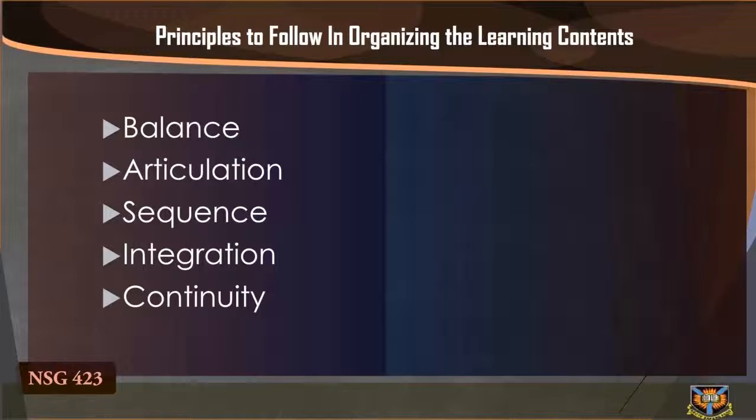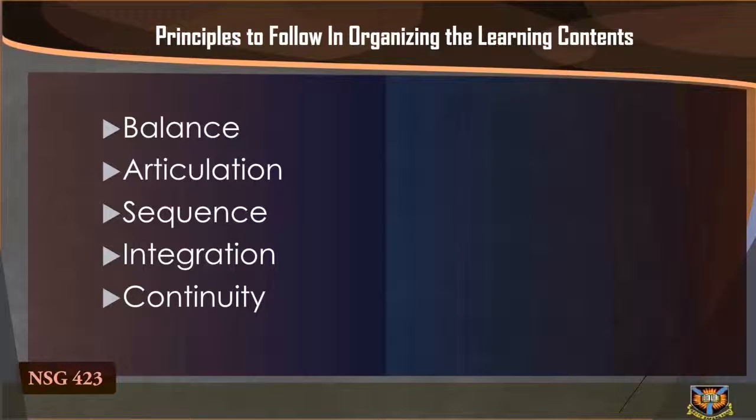Articulation. Each level of subject matter should be smoothly connected to the next. Glaring gaps or wasteful overlaps in the subject matter will be avoided. Sequence. This is the logical arrangement of the subject matter. It refers to the deepening and broadening of content as it is taken up in the higher levels.